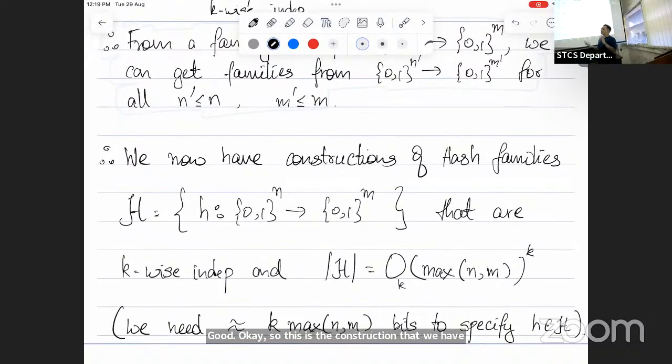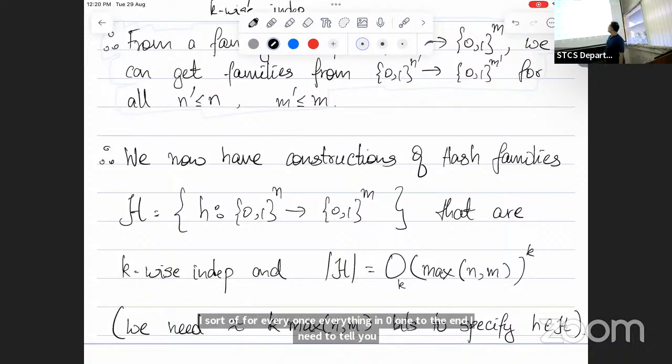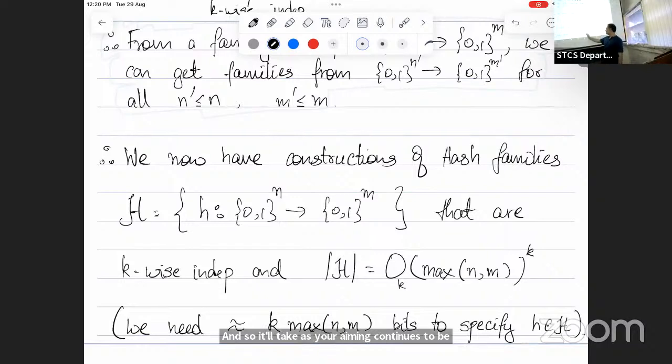And one way to think of this is to say, to specify a function in this bag, I need to tell you k times max of n comma m many bits. That's how many bits is needed to tell you what one function is. If the function was completely random, then for everything in {0,1}^n, I need to tell you m bits. No, it's m into 2 power n. If you look at it as a function. Yeah. But nevertheless, this is just the max of n comma m.